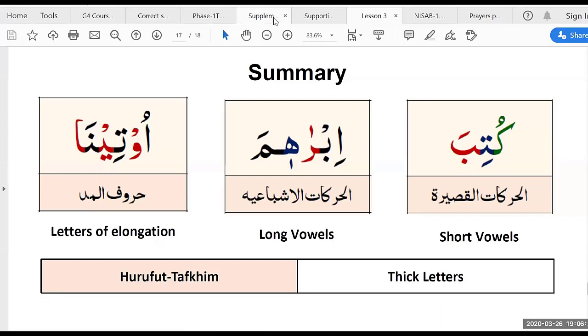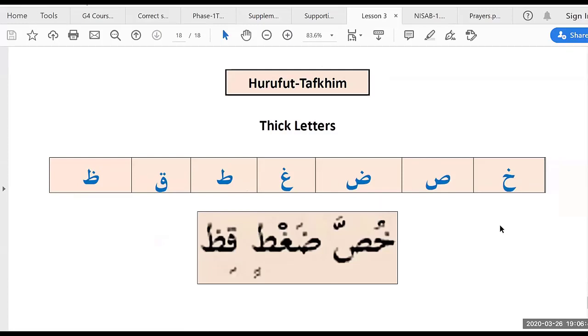Kha, Ain, Ghain, Qaf. Okay. Kha is right, but Ain is also right. Let me go to the next page. So these are the 7 letters, and there is an easy way to remember the 7 letters. So if you memorize this word, then you can easily recall all of the 7 letters.